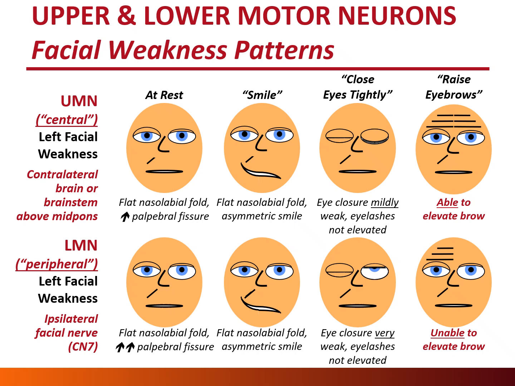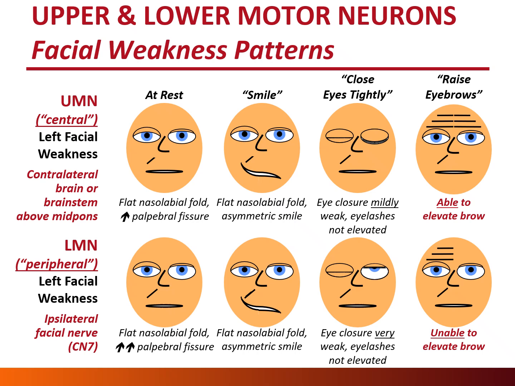At rest, the face can look the same in both cases. So there's a flattened nasolabial fold on the side of the weakness, and there's a widened palpebral fissure, although the palpebral fissure is a bit more widened in the lower motor neuron version. You ask the patient to smile, and again, it looks kind of the same. In both cases, the nasolabial fold is especially now more prominently not working on one side, and the palpebral fissure remains widened. The close your eyes tightly is a bit different.